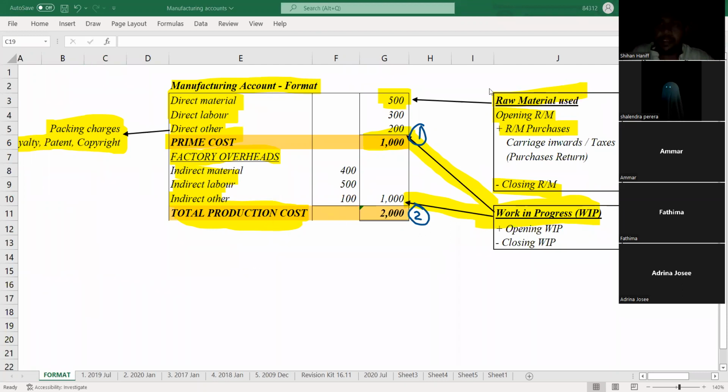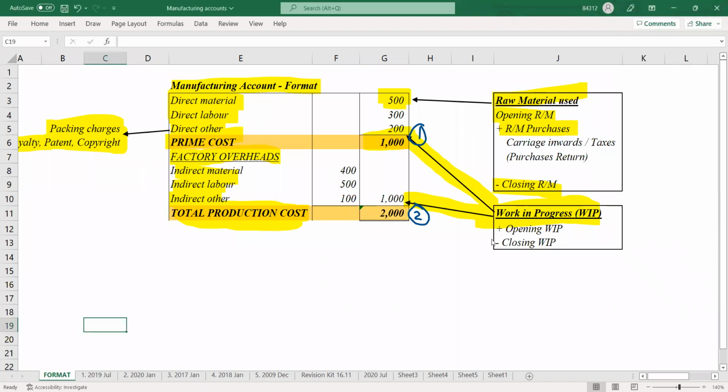So how do we adjust this? Opening work in progress is plus, closing is minus. The reason for adding the opening is that the previous month's or previous year's closing is this year's opening. So that will be completed during this year. So that is why we add, right? At the end of the year, any closing work in progress will be completed next year. Therefore, we deduct it. That is why we add the opening work in progress and deduct the closing work in progress.